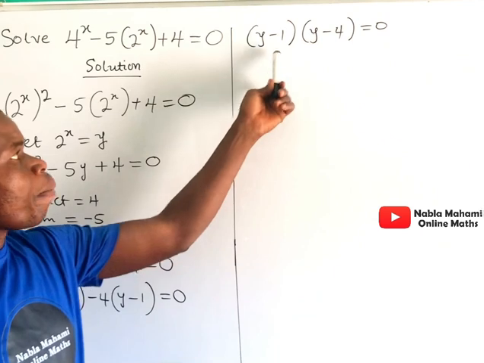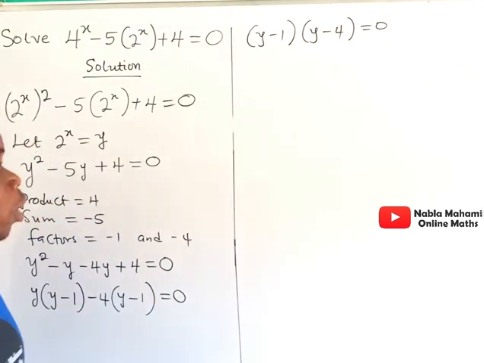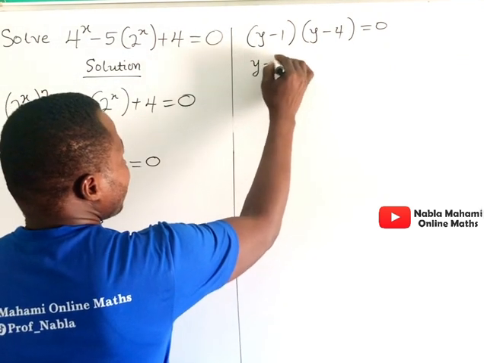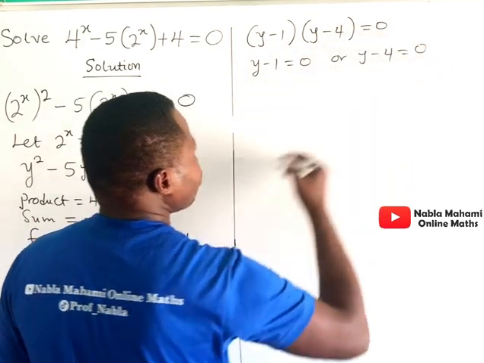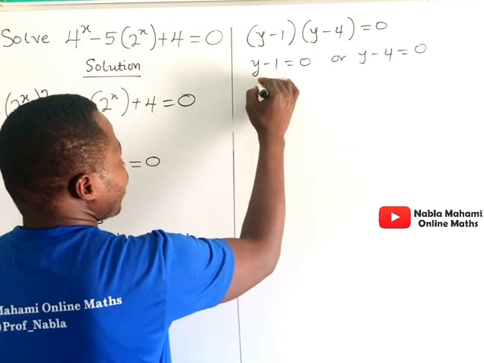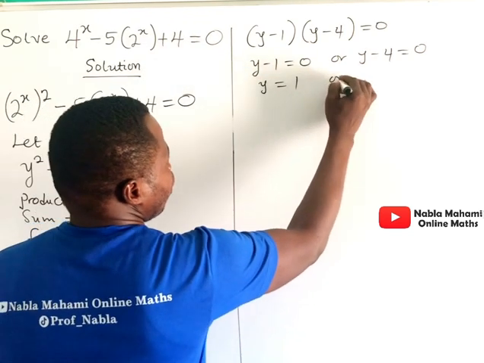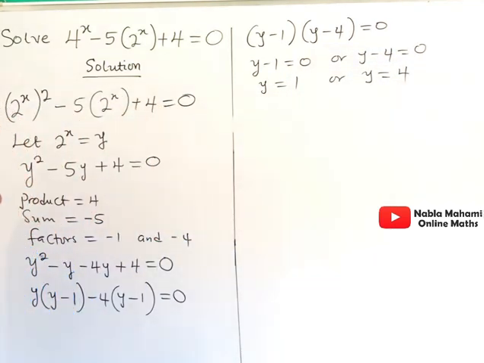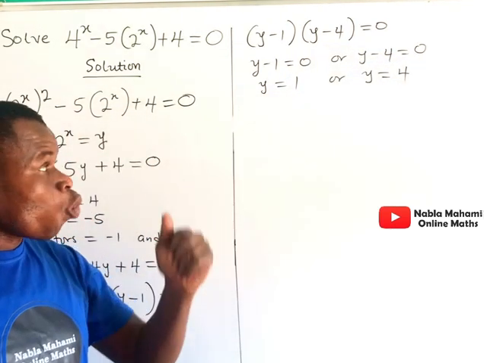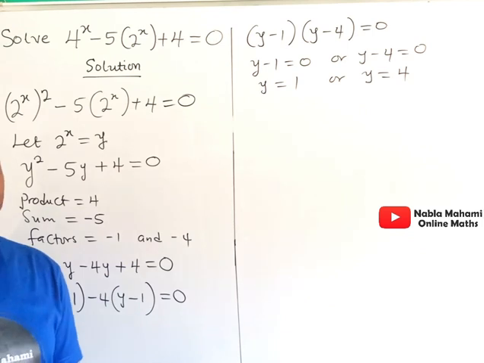Then after this, you now split these factors into it to be equal to 0. So I have y minus 1 to be equal to 0, or y minus 4 to be equal to 0. Then here, if I send minus 1 to the right hand side, it will be positive 1. And here, if I send minus 4 to the other side, it will be positive 4. So meaning the values of y here are 1 and 4.